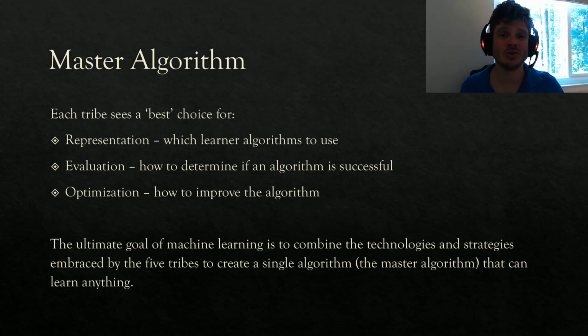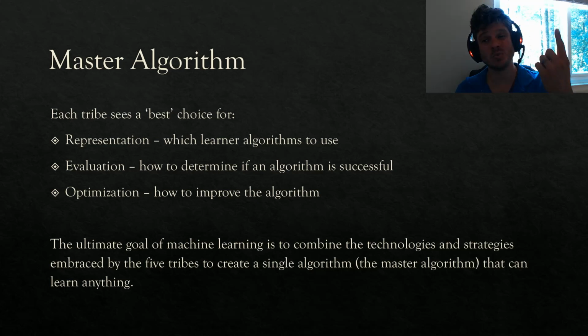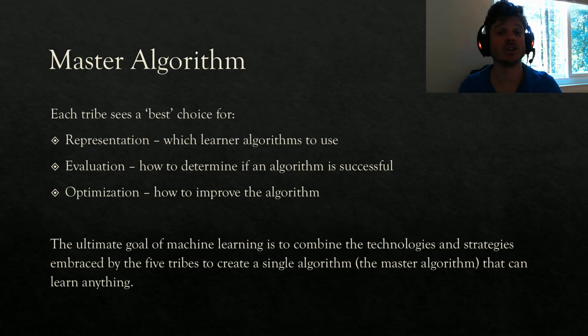Also, like I said, as you do your research, you should include those 3 things: the representation, the evaluation, the optimization, and maybe even a little bit of history about when they were the most popular, when they were the new guys on the block who had some new idea that we could build off of. Now, the ultimate goal for many people is to combine all of these different tribes, all of the technologies, all of the strategies, and come up with just one single master algorithm that can learn anything, that can be used for what's known as general AI.